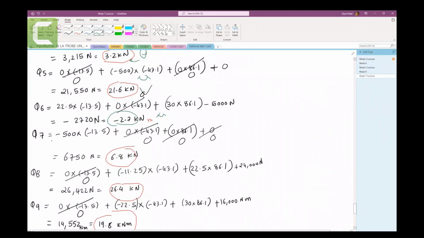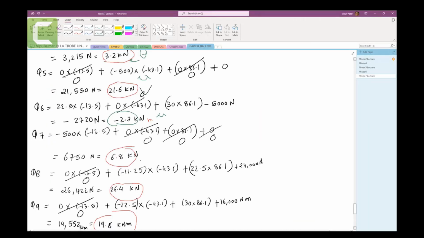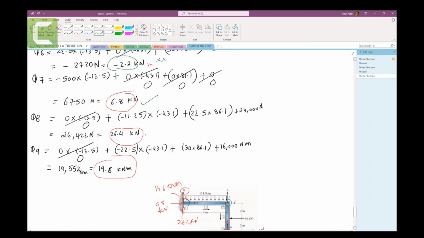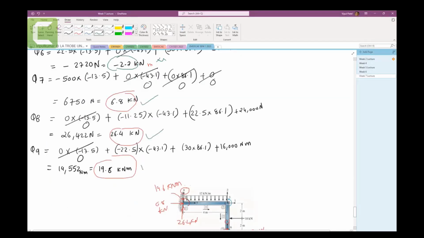We found Q7 6.8. Q7 6.8. That's going this way. That's perfect. Very good. 26.4. 26.4 going up. That's perfect. 19.5 going this way. Some minor errors due to the rounding errors. Okay, so we verified all the reaction forces.